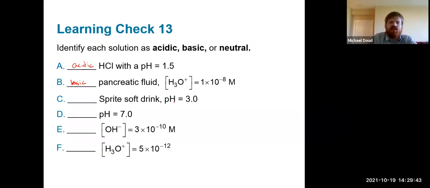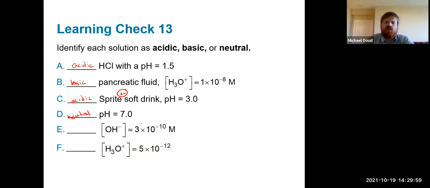Sprite soft drink. The pH is 3, of course that's acidic, because it's less than 7. pH equals 7.0, that's exactly neutral. Okay, here's a good one.